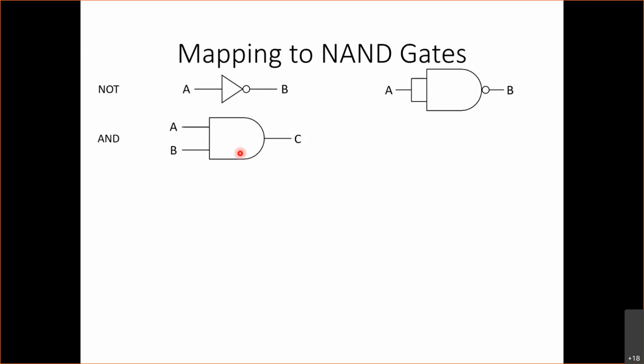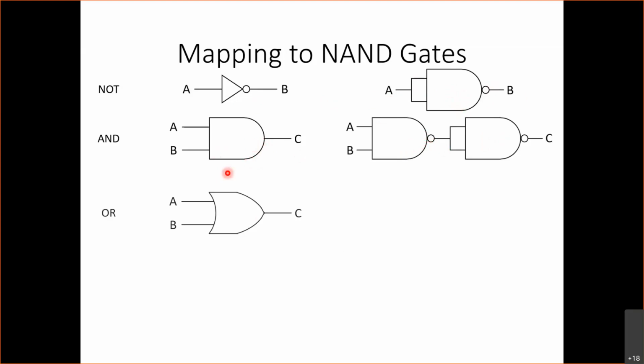If I want to implement an AND gate using NAND gates, well, simply I can have a NAND gate and then I can invert the output. I've already seen how I can use a NAND gate to implement an inverter. So I can have a NAND gate followed by an inverter to get an AND gate.